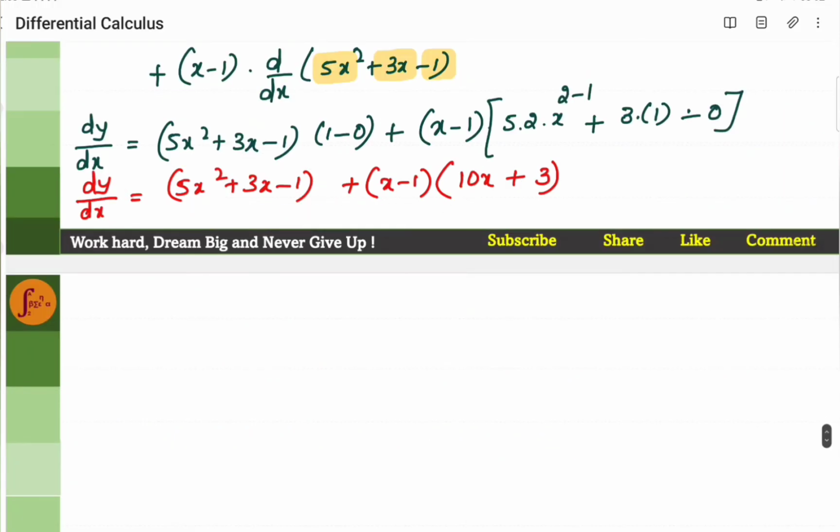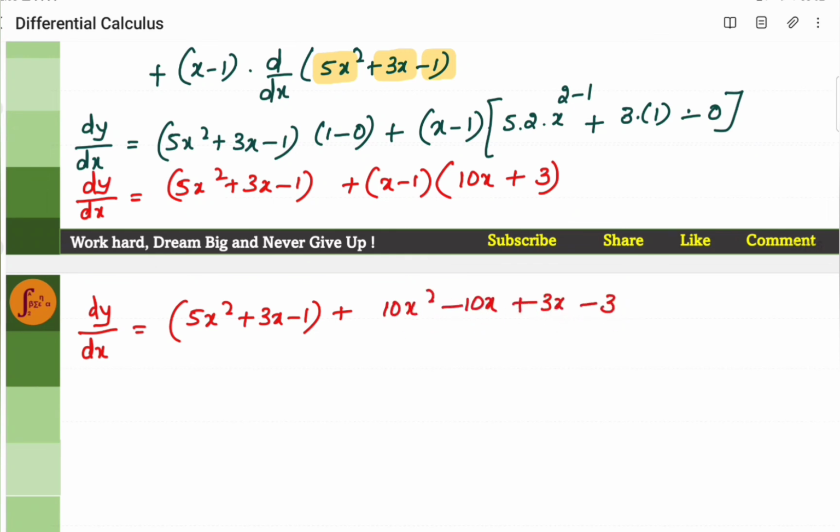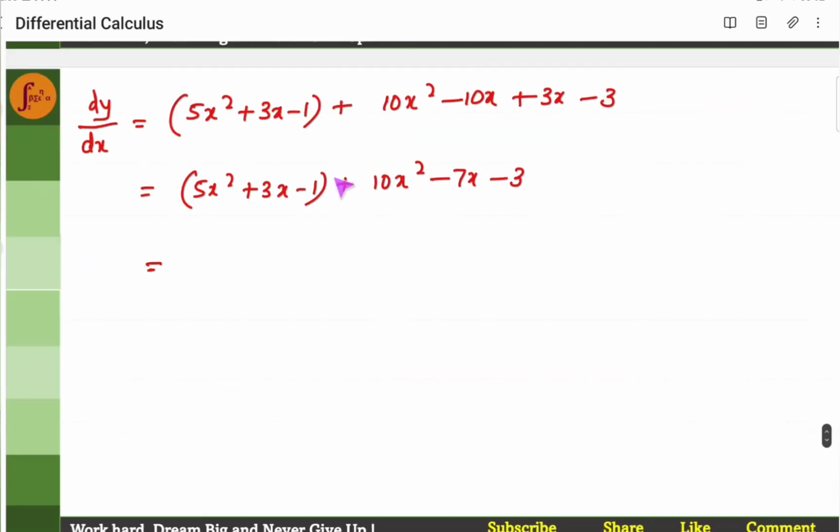So let's multiply this. dy by dx is equal to 5x square plus 3x minus 1 plus, I'll multiply this. So I'll get 10x square minus 10x plus 3x minus 3. This is nothing but plus 10x square minus 7x minus 3. 5x square plus 10x square is 15x square. 3x minus 7x is minus 4x. Minus 1 minus 3 is minus 4. So dy by dx is 15x square minus 4x minus 4.